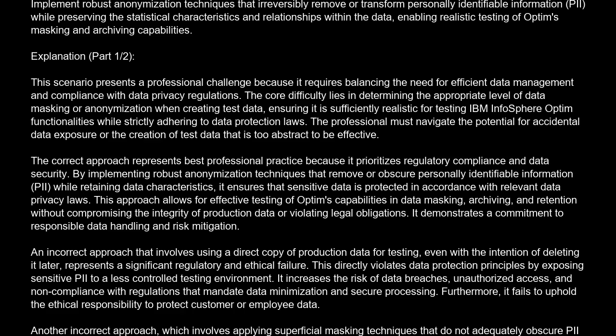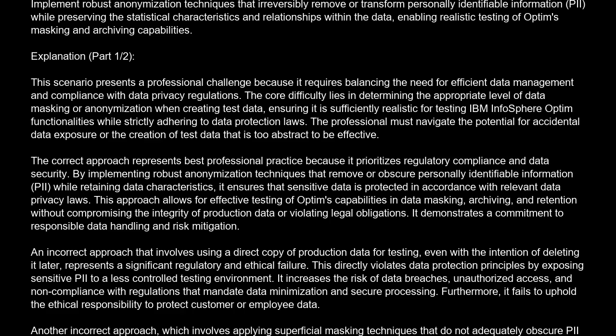An incorrect approach that involves using a direct copy of production data for testing, even with the intention of deleting it later, represents a significant regulatory and ethical failure. This directly violates data protection principles by exposing sensitive PII to a less controlled testing environment. It increases the risk of data breaches, unauthorized access, and noncompliance with regulations that mandate data minimization and secure processing. Furthermore, it fails to uphold the ethical responsibility to protect customer or employee data.